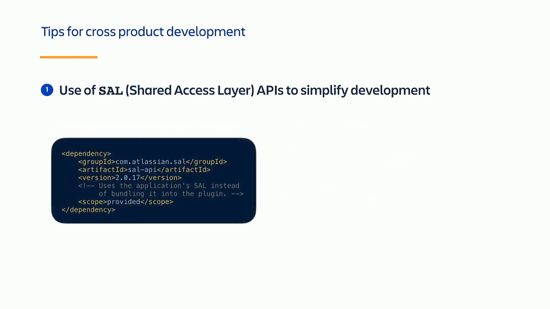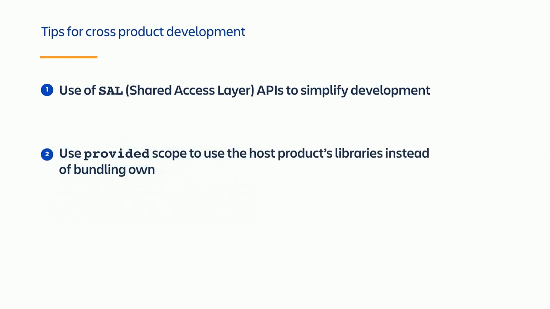Now, just some general tips for cross-product development. Do take advantage of SAL, which is the shared access layer. These APIs are there to provide a consistent and cohesive API to common plugin tasks, regardless of the Atlassian application into which your plugin is deployed. SAL is most useful for cross-application plugin development. Use provided scope to actually use the host product libraries instead of bundling your own. This is also key.